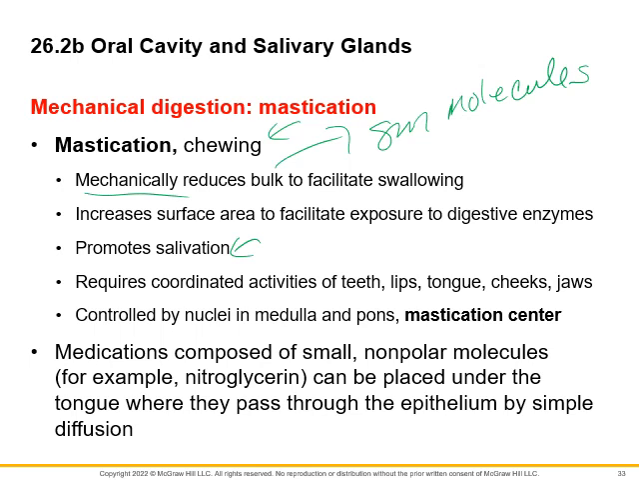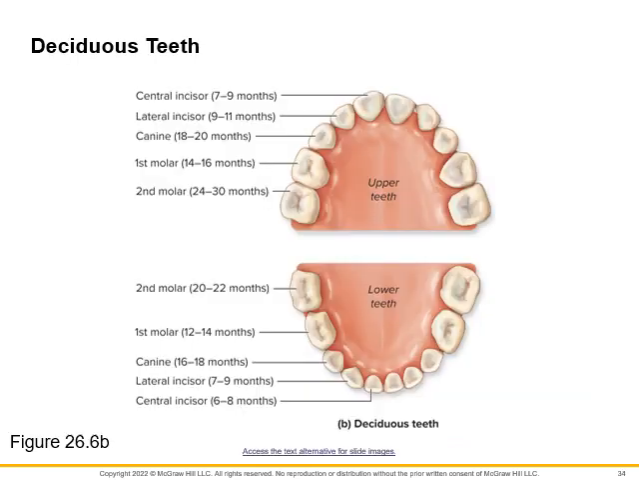Certain medications can be placed underneath the tongue, and they can pass through the epithelium by simple diffusion. So you might know somebody that takes nitroglycerin tablets. They do have, I think it's Maxalt, for migraines. So there are some medications that can be easily absorbed underneath the tongue.